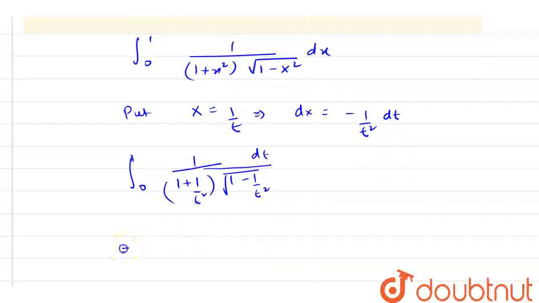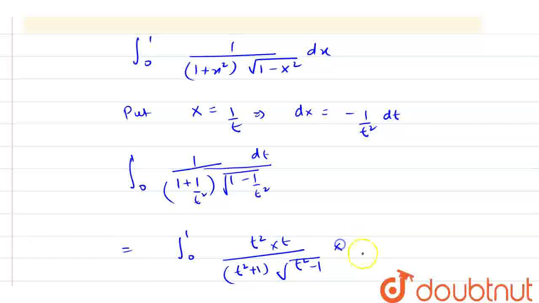So if I write it here, we have 0 to 1 and here we have t square by (t square plus 1), under root (t square minus 1) by t, and in place of dx we have minus 1 by t square dt. Let me correct it. So we have minus 1 by t square dt.